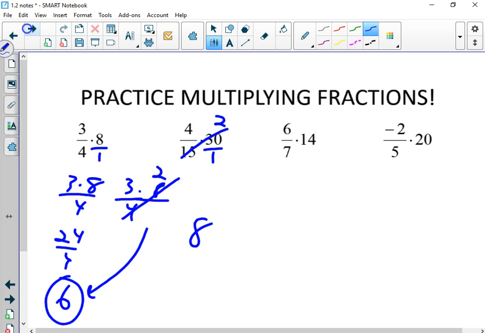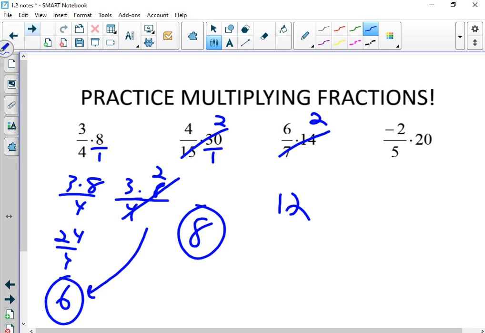How many times does 15 go into 30? What's 2 times 4? No calculator needed. Now, once again, if you did 4 times 30, that's 120. And 120 divided by 15 is 8. Doesn't matter which way you do it. You can do 6 times 14, which is 84, and then divide by 7. Or 7 goes into 14 2 times. 2 times 6 is 12.